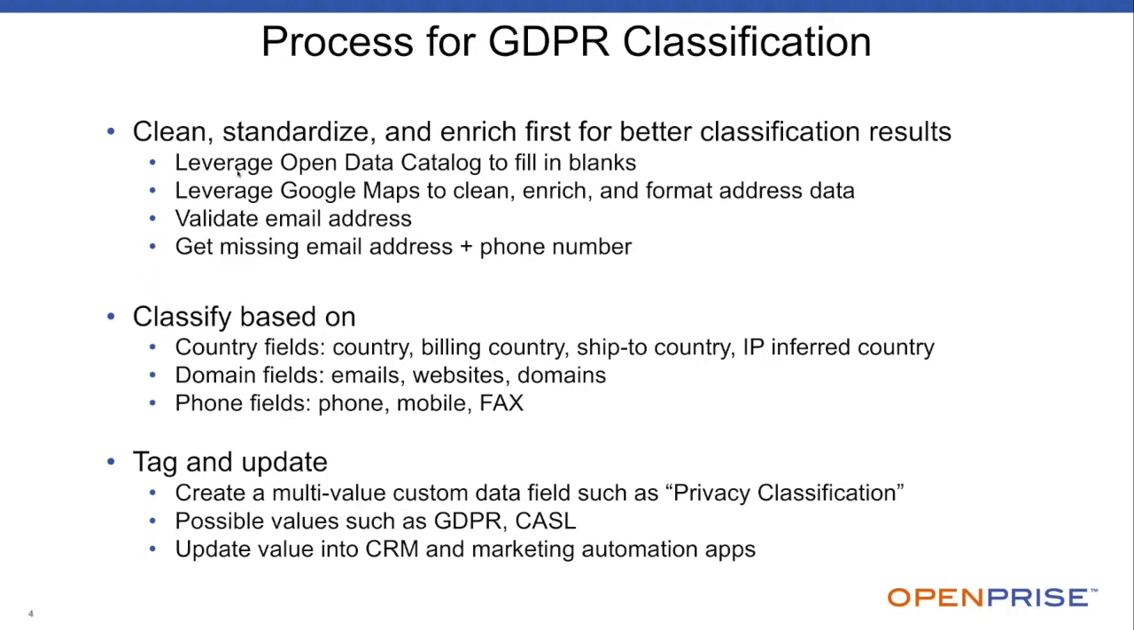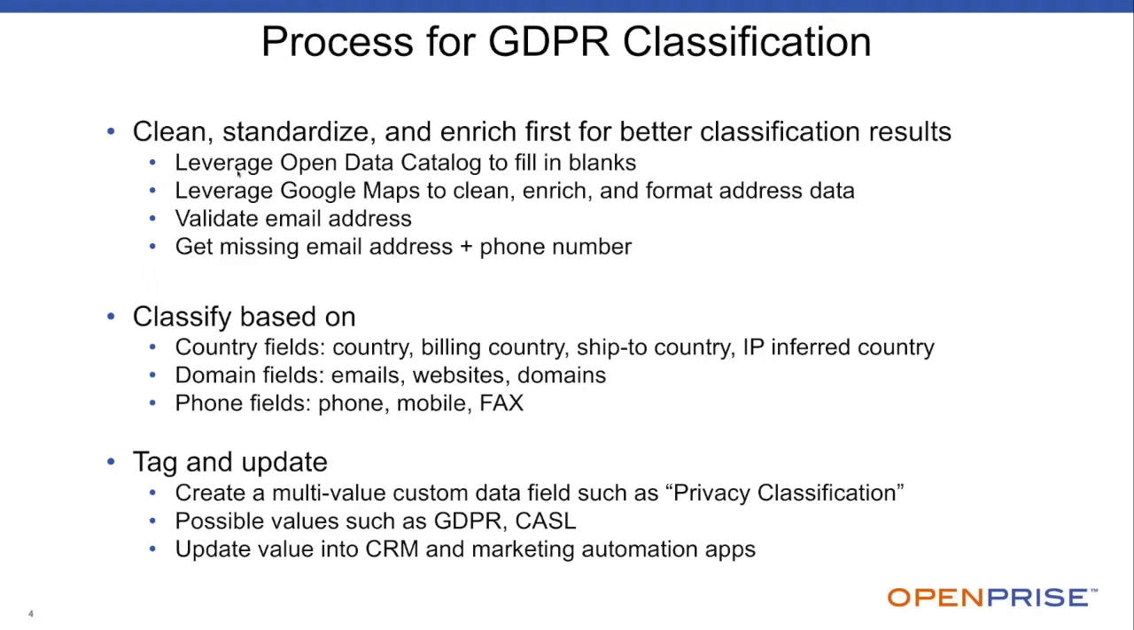So for the classification, again, for Openprise, we base it on 3 sets of primary fields. The first one is obviously the country fields. And again, there may be many, many country fields in your system. In addition to just the primary country fields, in your CRM there may be differences between billing countries and ship to countries. Again, we talked about the IP infer countries.